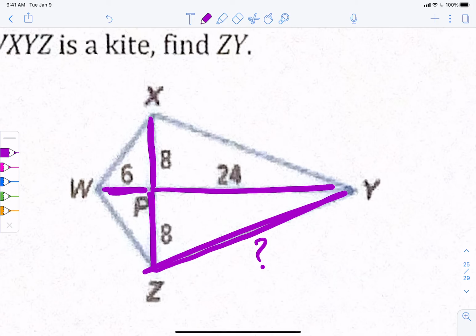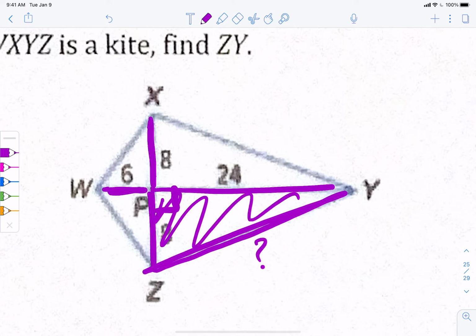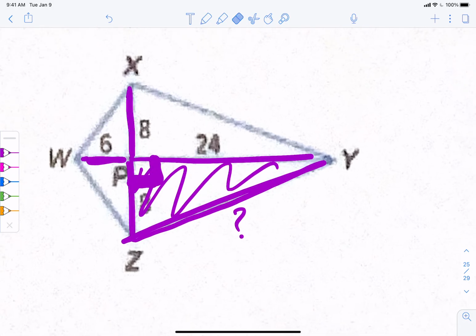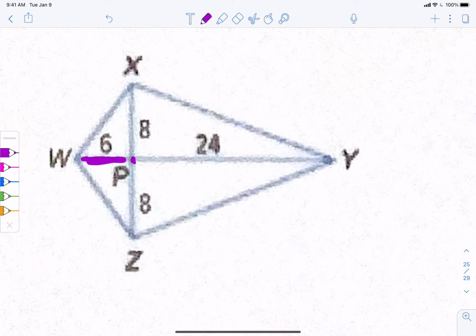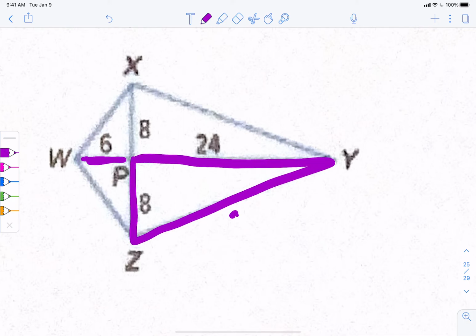A squared plus B squared equals C squared. How do you know we're allowed to do that? Because it's a right triangle. This is a right triangle because it's a kite, so that has to be a 90-degree angle. Which one are we solving for, A, B, or C? C. So we're looking at this triangle right here, and we're solving for C.